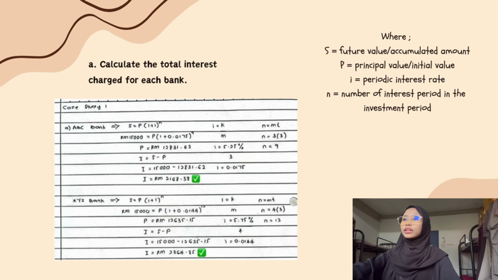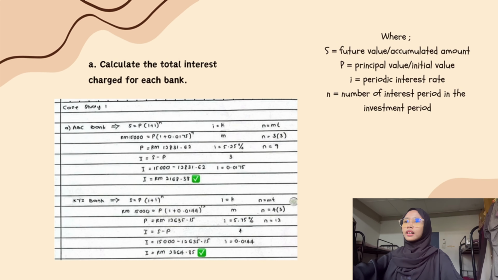Here's the formula that I use for this question. S equal to P open bracket 1 plus I close bracket to the power of n, and I equal to S minus P. To find I equal to K per M. And to find N equal to M multiply T.